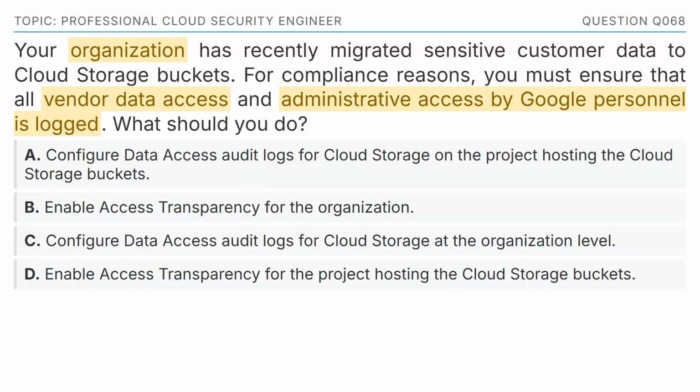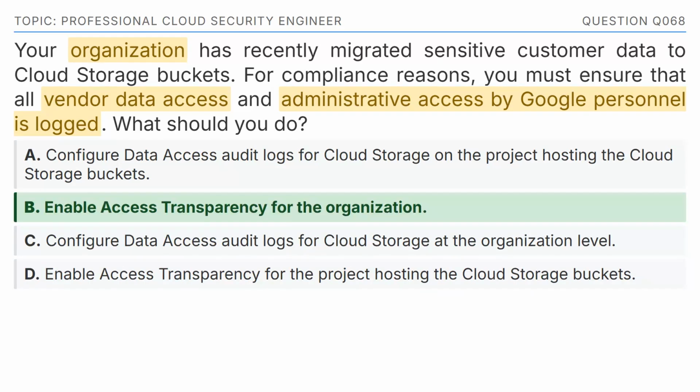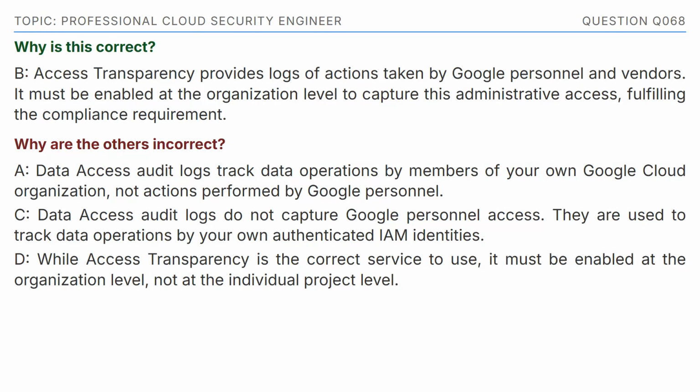To arrive at the correct answer, we focus on the keywords: organization, vendor data access, administrative access by Google personnel is logged. The correct answer is option B, enable access transparency for the organization. Why is this correct? B. Access transparency provides logs of actions taken by Google personnel and vendors. It must be enabled at the organization level to capture this administrative access, fulfilling the compliance requirement.